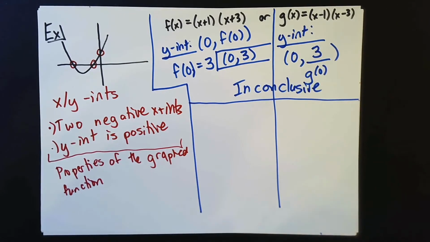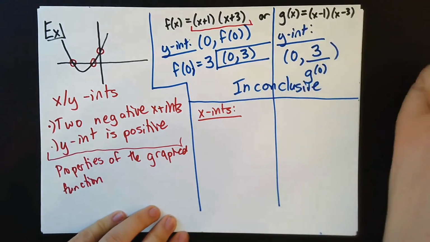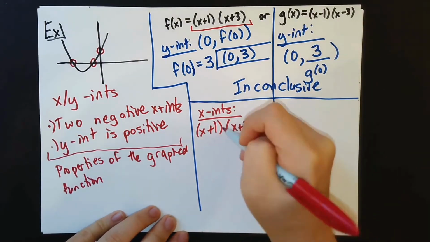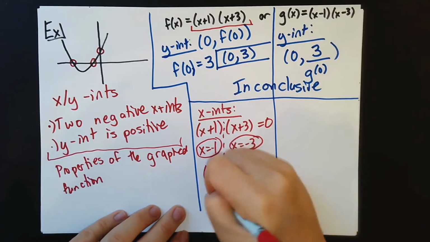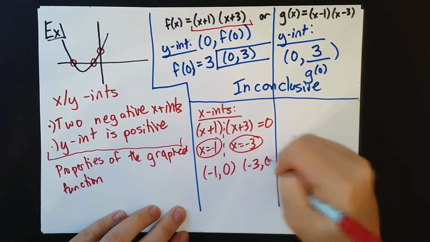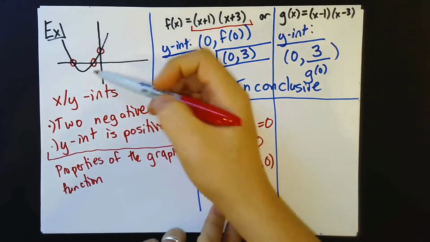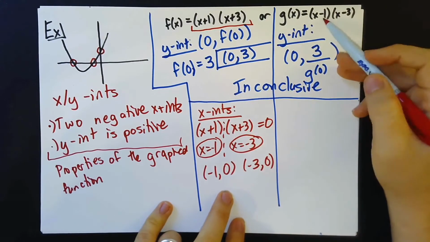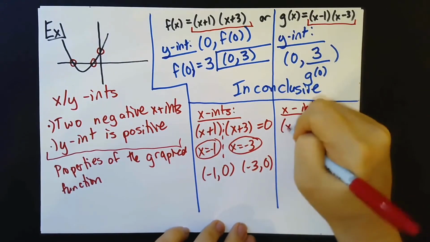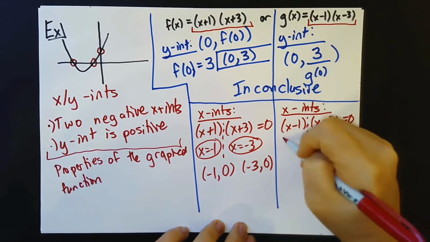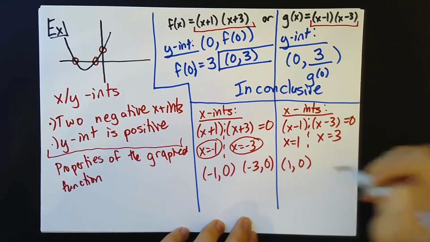What if I instead look at the x-intercepts? Remember, the way I find the x-intercepts is by setting the output of the function equal to 0. So the x-intercepts of f of x are at (-1, 0) and (-3, 0). Note I'm expecting two negative x-intercepts. That agrees, so f agrees with all of the information I've written down. Now let's look at g. For g, again, to find the x-intercepts, I set the output equal to 0, which gives x equals 1 and x equals 3. So my x-intercepts here are (1, 0) and (3, 0).